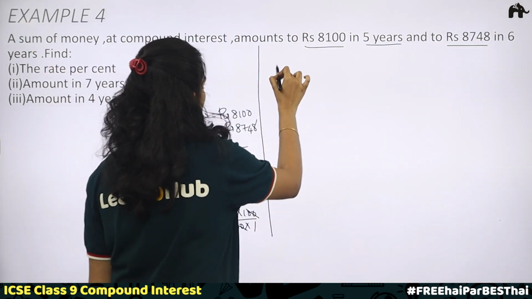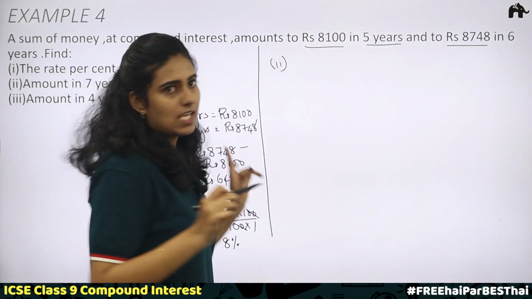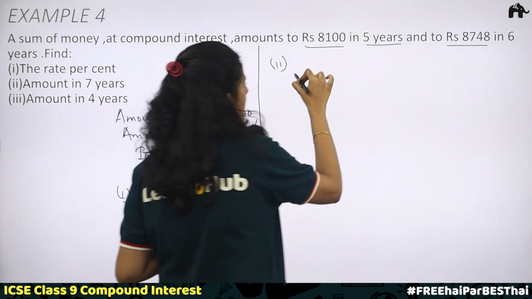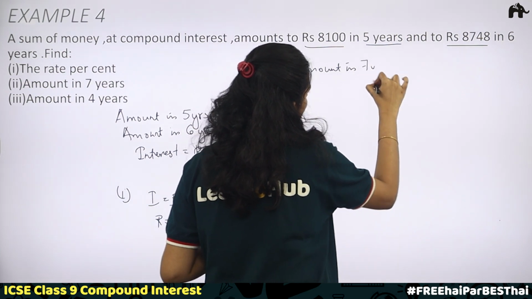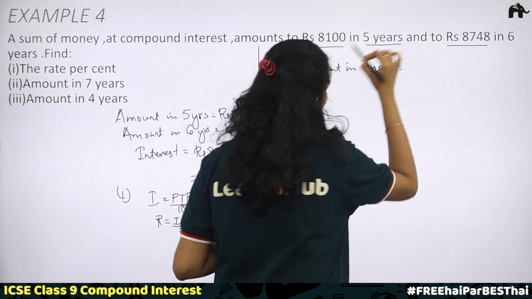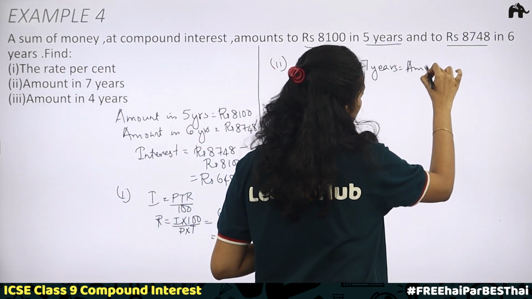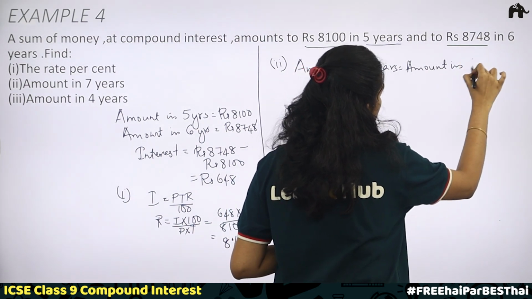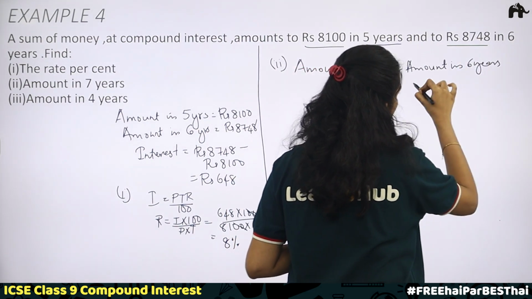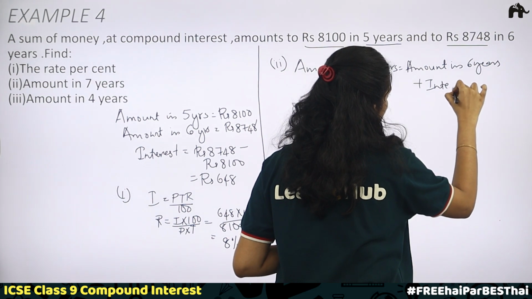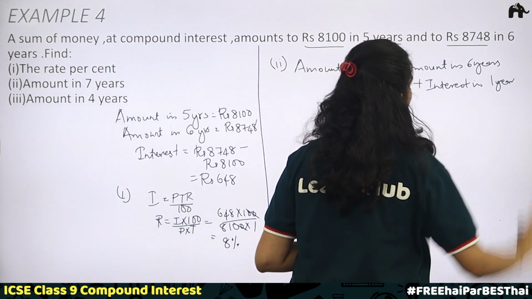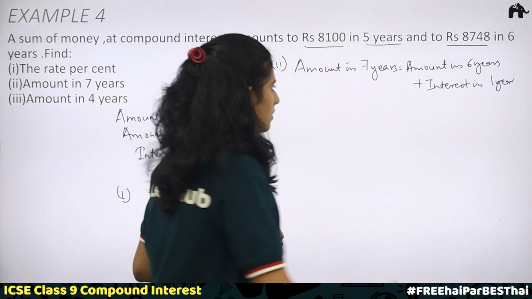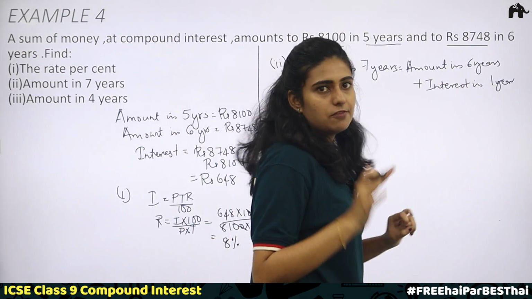Now the second part of the question, we have to find the amount in 7 years. How to get the amount in 7 years? Amount in 7 years will be equal to amount in 6 years plus interest in 1 year. Okay, so interest in 1 year.